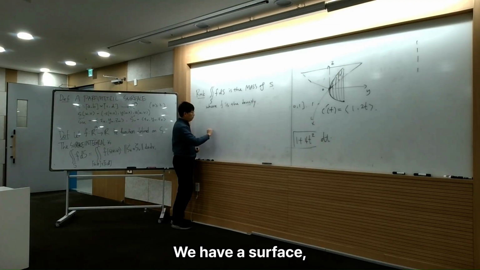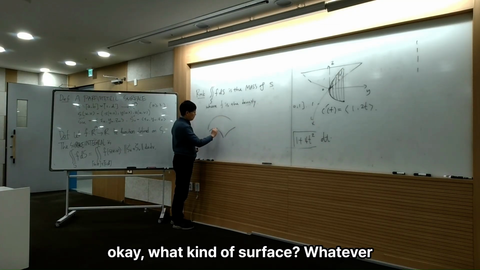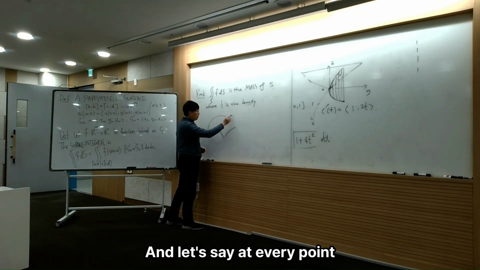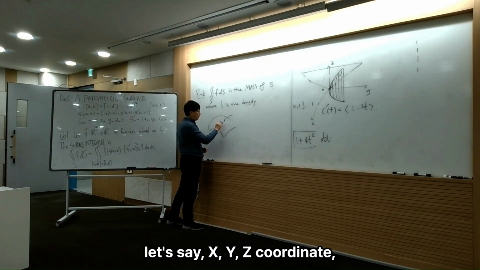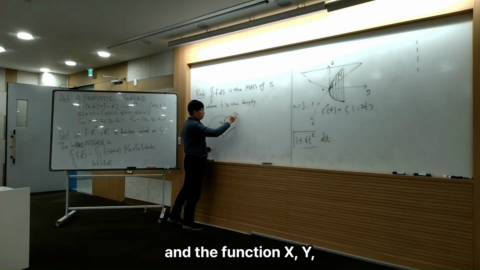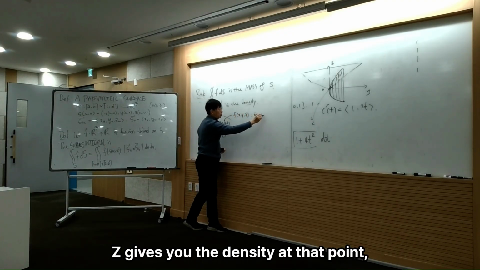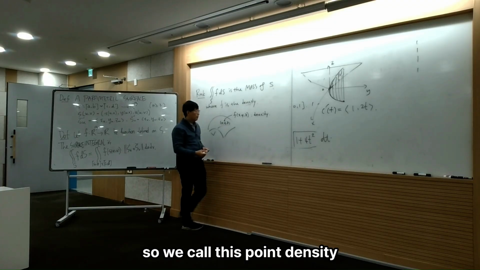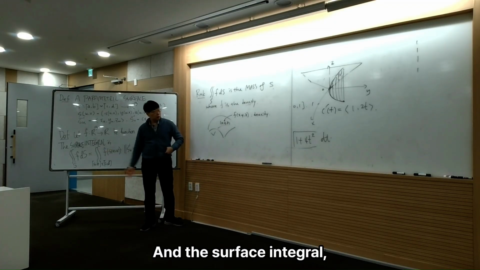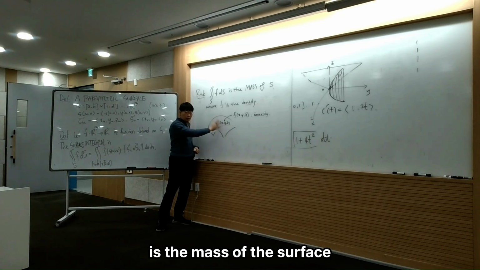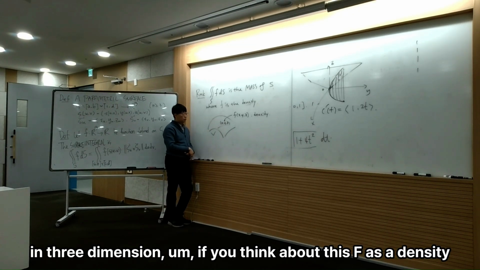We have a surface, whatever kind of surface. Let's say at every point on the surface you have an x, y, z coordinate, and the function F(x, y, z) gives you the density at that point. So we call this the point density. And the value of the surface integral is the mass of the surface in 3 dimensions, if you think of F as a density.